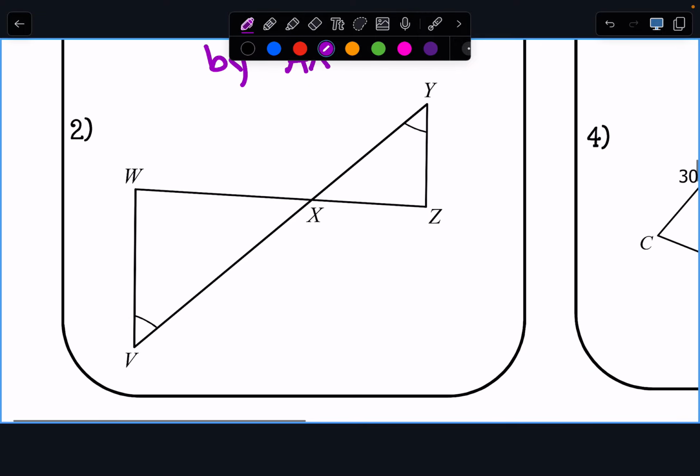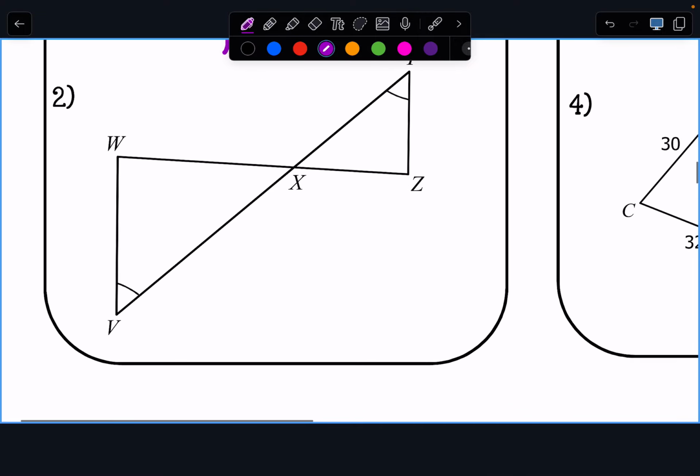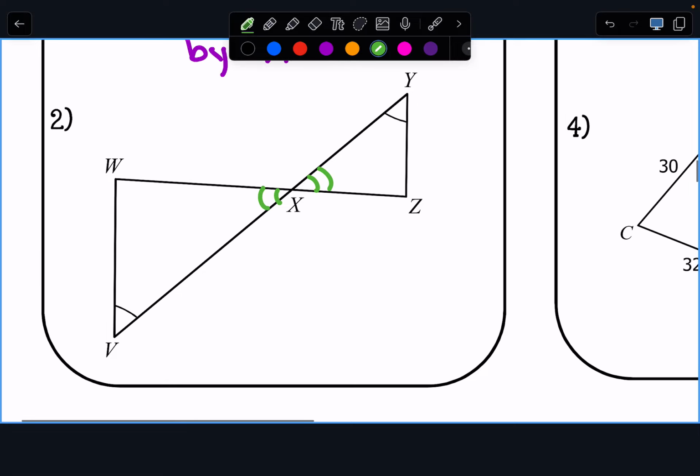How about number 2? Do we have enough information about the angles to determine if we have similar triangles? Yes. Why? Because of the vertical angles on X. So I now have 2 pairs of angles congruent. So we can say that triangle, if I call it VWX, then what order do I need to put the vertices for my next one?